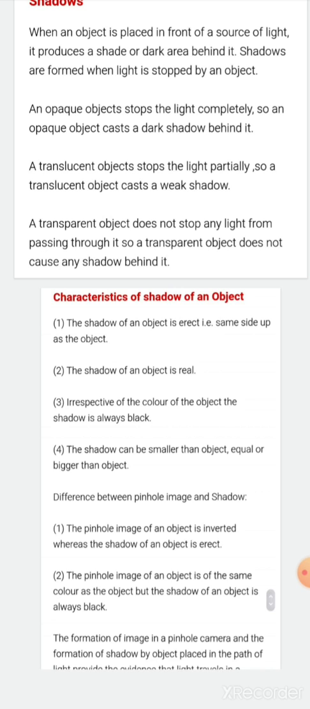What are the differences between a pinhole image and a shadow? The pinhole image of an object is inverted, whereas the shadow of an object is erect. The pinhole image of an object is of the color of the object, but the shadow of an object is always black.